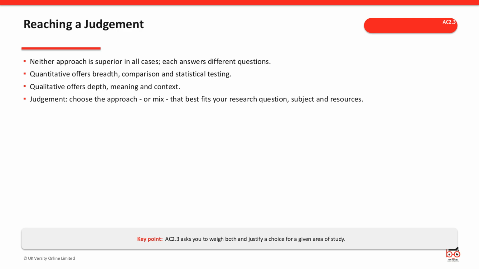So, where does that leave us? Neither approach wins outright, because they answer different kinds of question. Quantitative gives you breadth, comparison, and statistical testing. Qualitative gives you depth, meaning, and context. The real skill is judgment, choosing the approach or the mix that best fits your particular question, subject, and resources, and being able to justify that choice.